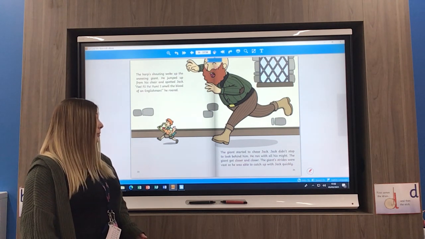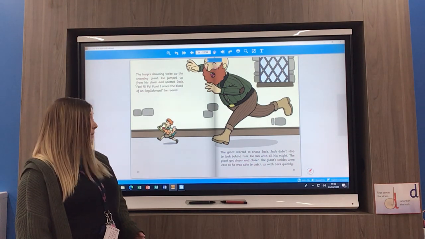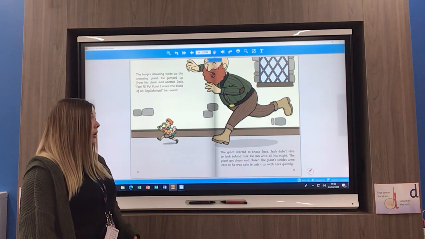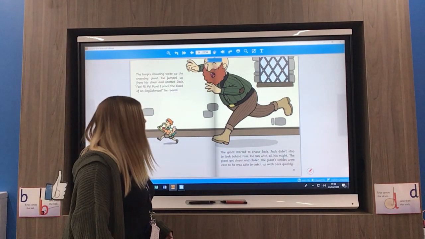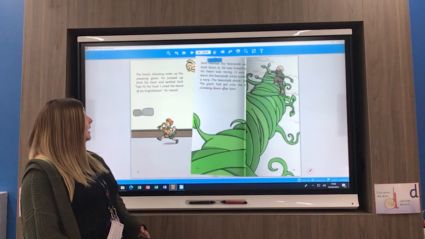Jack didn't stop to look behind him. He ran with all his might. The giant got closer and closer. The giant's stride was so vast he was able to catch up with Jack quickly.